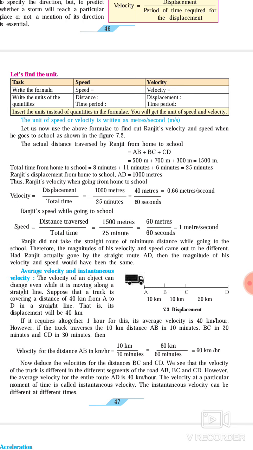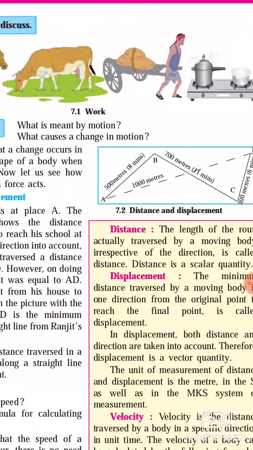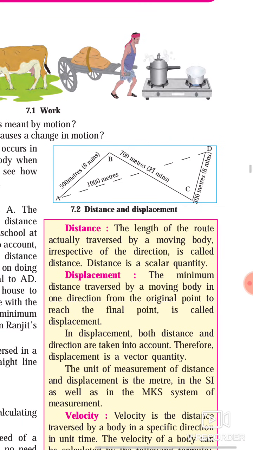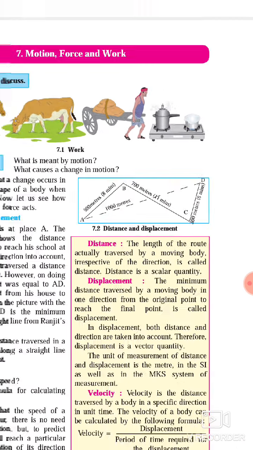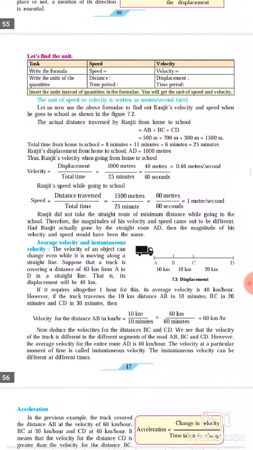Let us now use the above formula to find out Ranjit's velocity and speed when he goes to school. The actual distance traversed by Ranjit from home to school: how does he go from home to school? First he goes from A to B, B to C, then C to D. So you will just add A to B, B to C and C to D. Look at this image. A to B is 500 meters, B to C is 700 meters and C to D is 300 meters. You will add this because he goes like this.